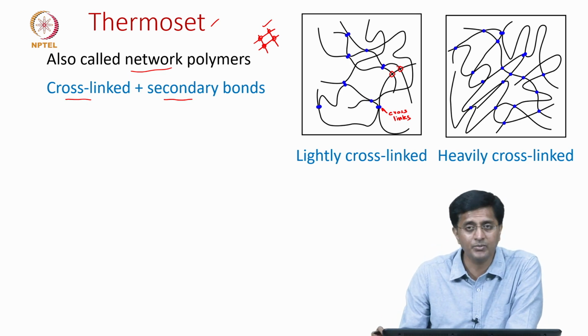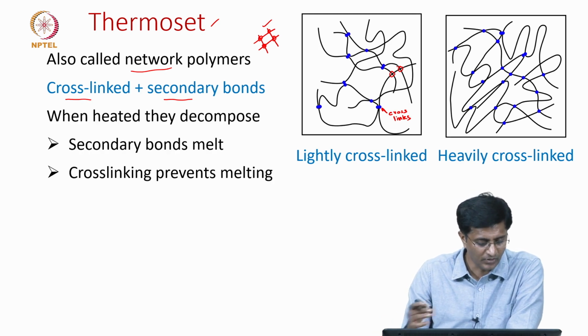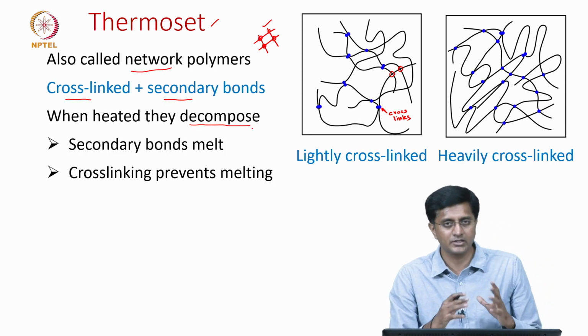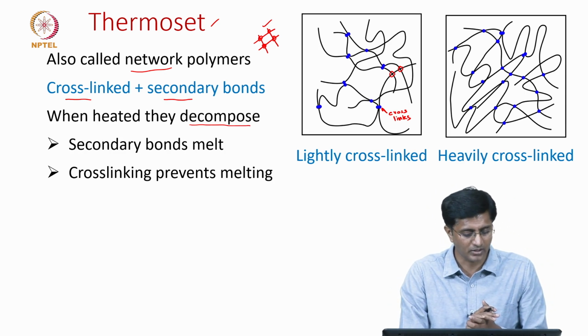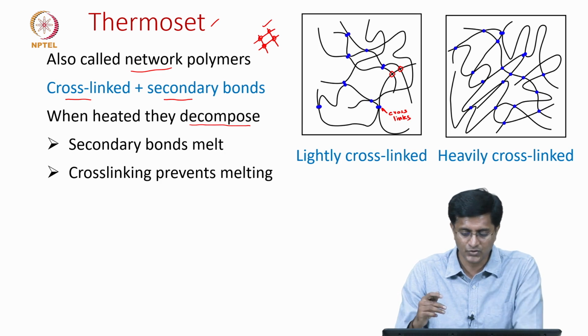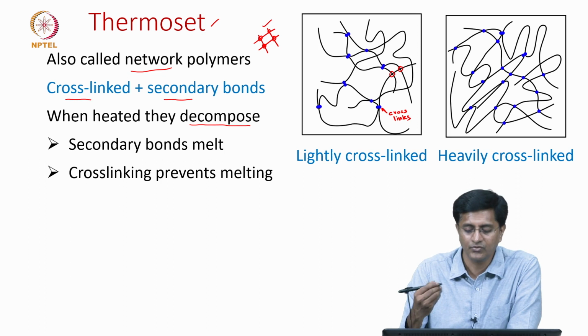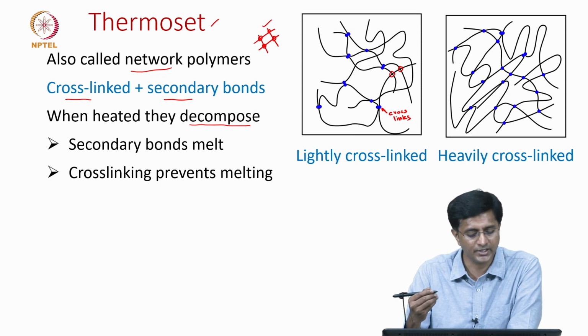Now, let us see what happens when we heat these thermosets. When we heat them, they decompose. So, let us step by step understand what happens when we heat. Let us say we are heating this cross-linked polymer. First, because of the nature of the secondary bonds, they first melt.